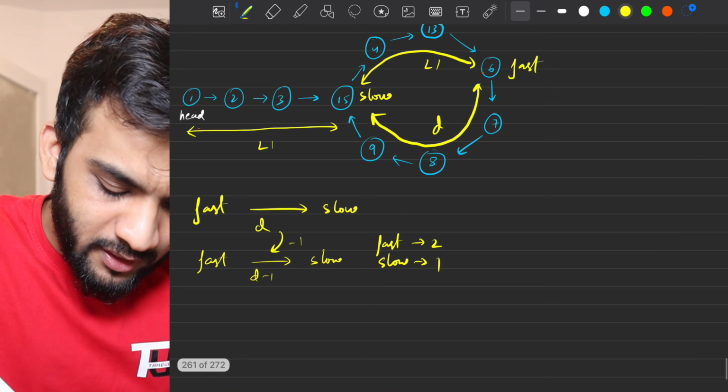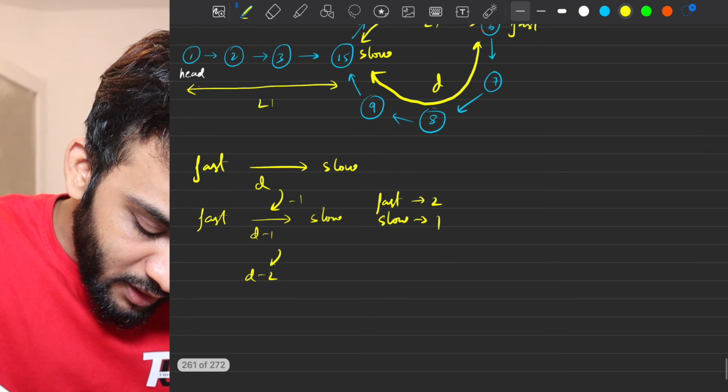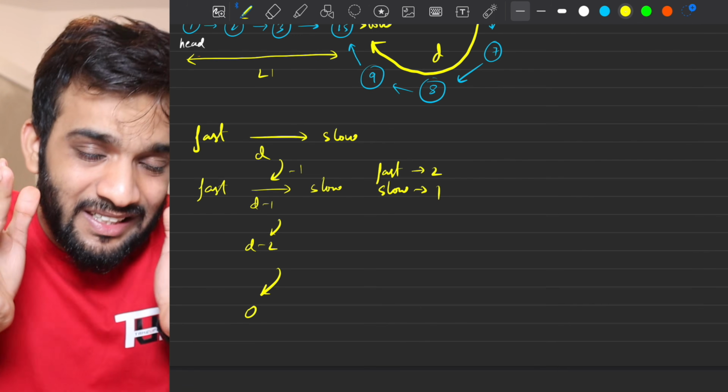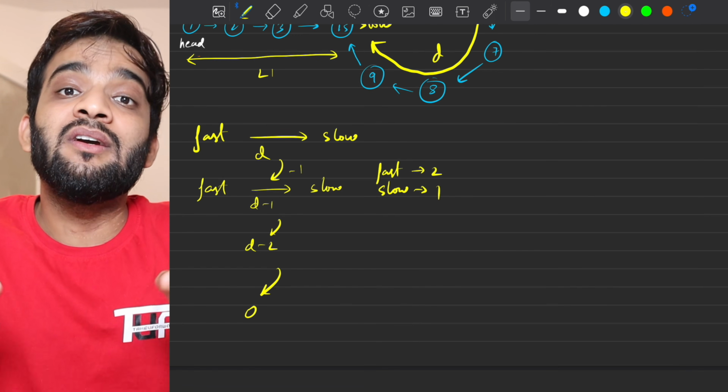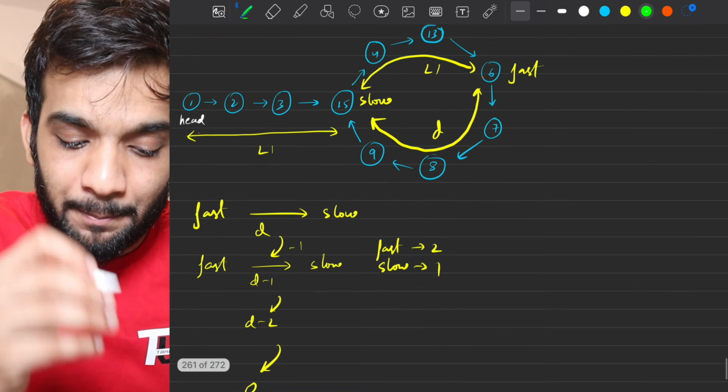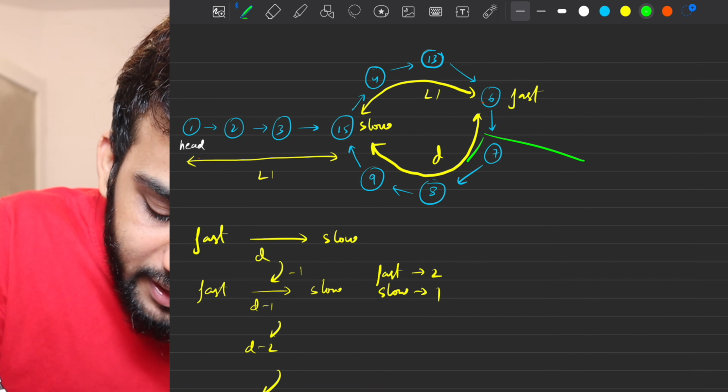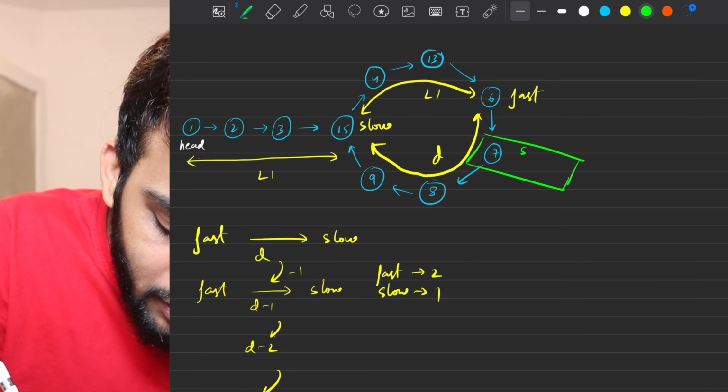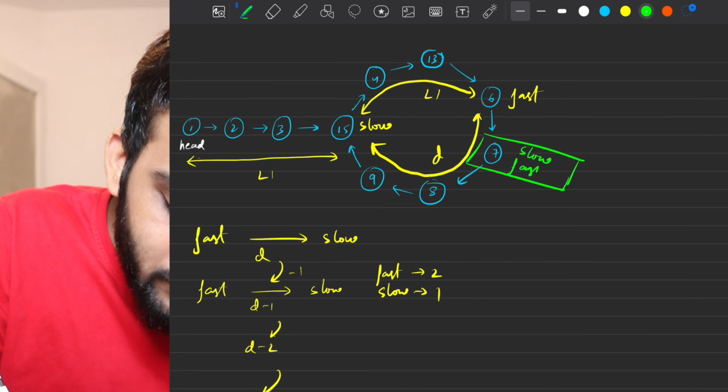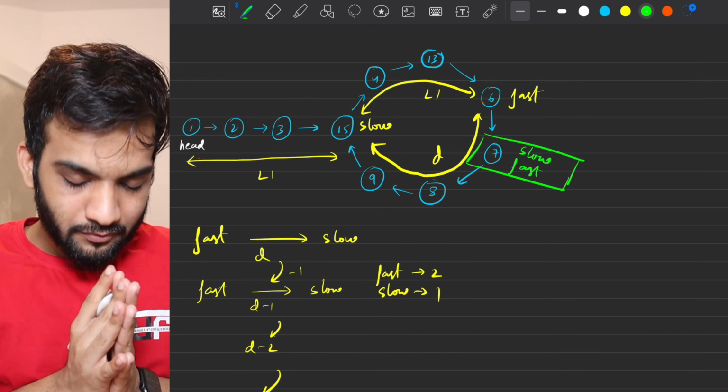So we will keep on doing this. It will go to D minus 2. And eventually, the distance between fast and slow will be 0. And that is the place where they will collide here. Yes, please mark it. They will collide here. Correct? They will collide here.